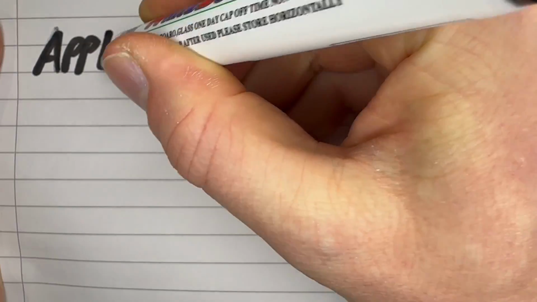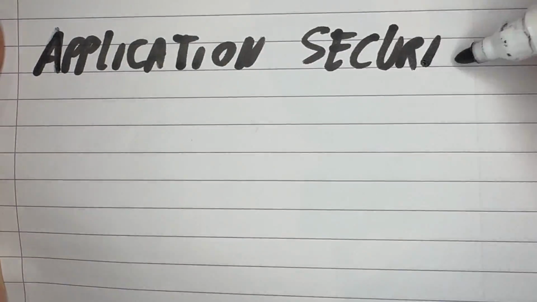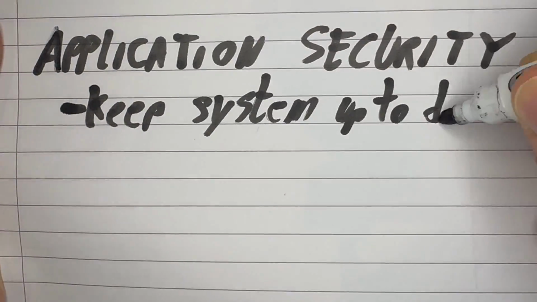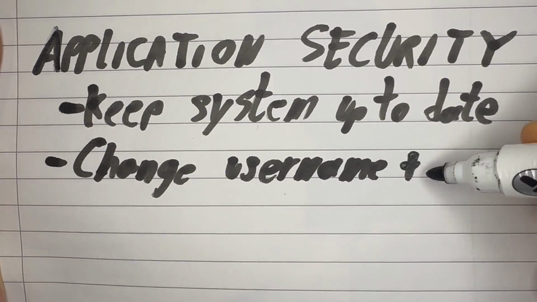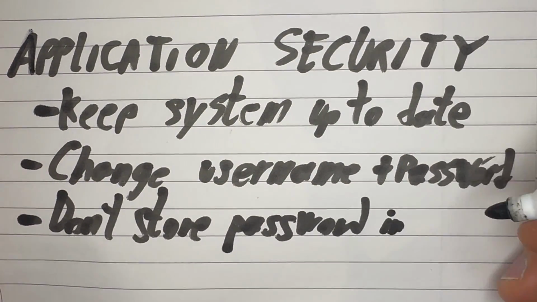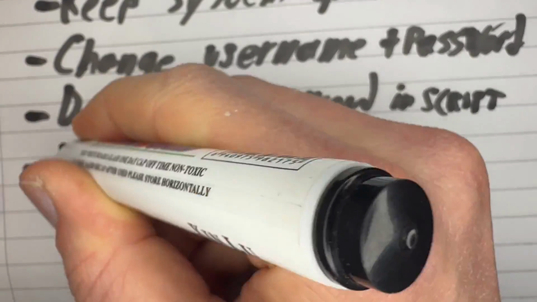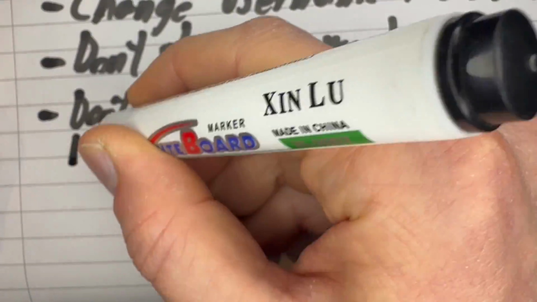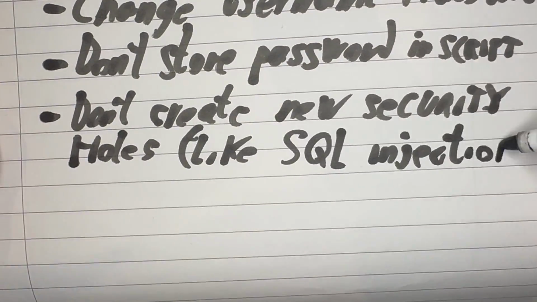Application security is also important, and here you need to take care of things like updating the system, changing both the username and password, avoiding storing passwords in clear text, and also making sure that you don't create any other security holes with your application. For example, like allowing SQL injection attacks to happen.